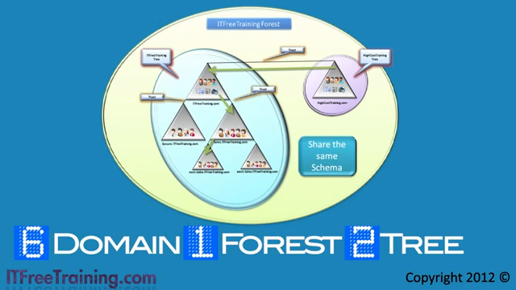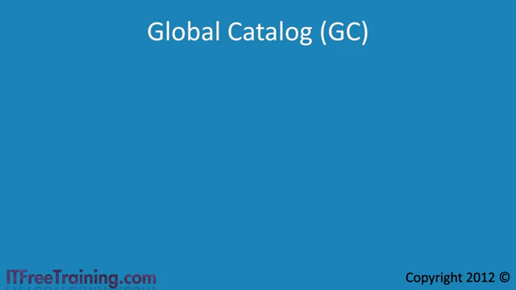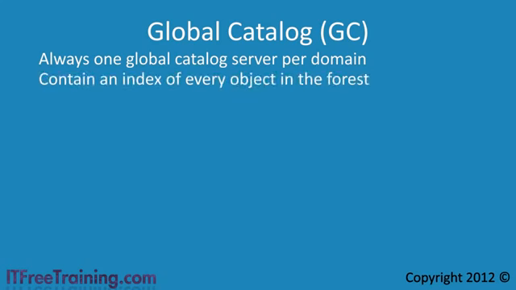In order to find items in a forest, you need an index. In any Active Directory forest, there will be servers that provide an index for all items in the forest. These are called global catalog servers. There is at least one global catalog server per domain. Global catalog servers, or GCs, contain an index of every object in the forest. This is not a full copy of the object, but enough to allow a user to perform a search. For example, using a global catalog server, you could search a forest for all the color printers.